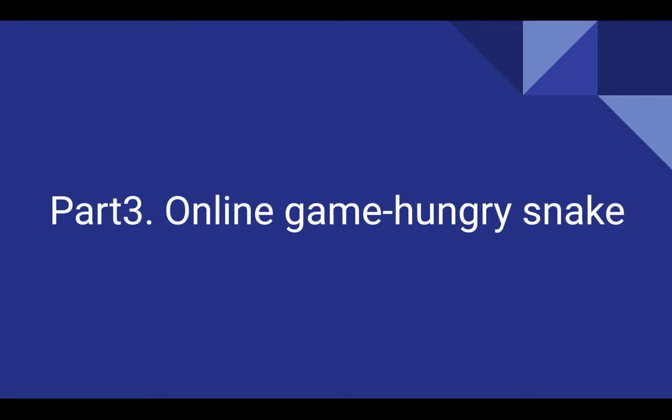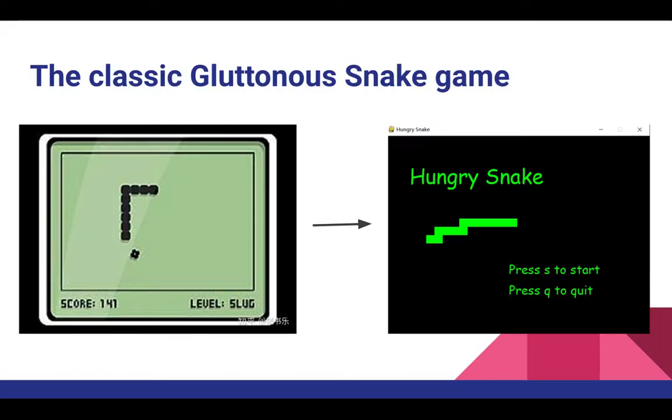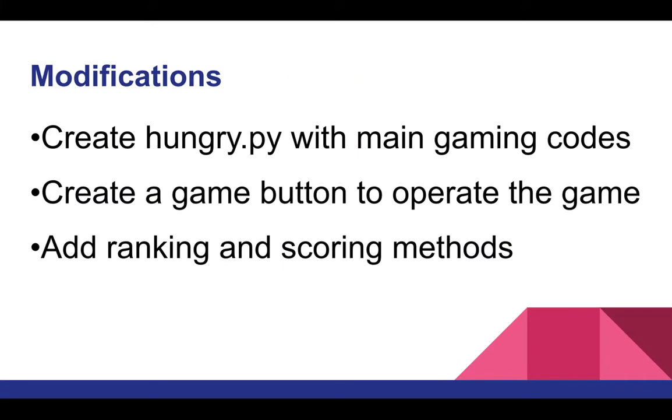So we also add an online game to the chat system. We get the idea from the classic glutinous snake game. We made 3 modifications to the chat system. First, we create a hungry.py with main gaming codes, and we also create a game button to operate the game. And we add ranking and scoring methods after the game is over.